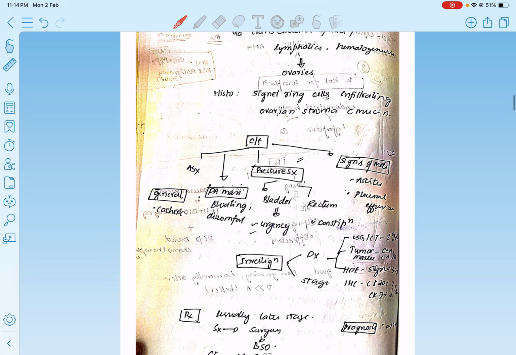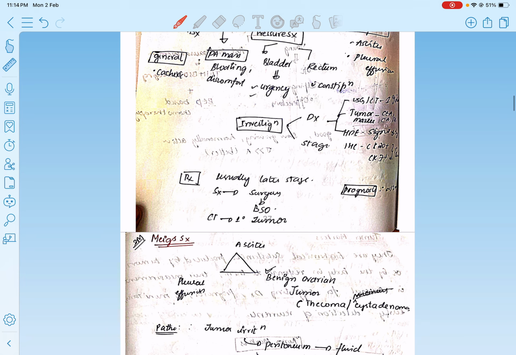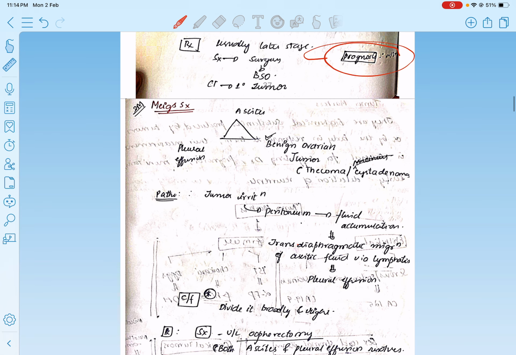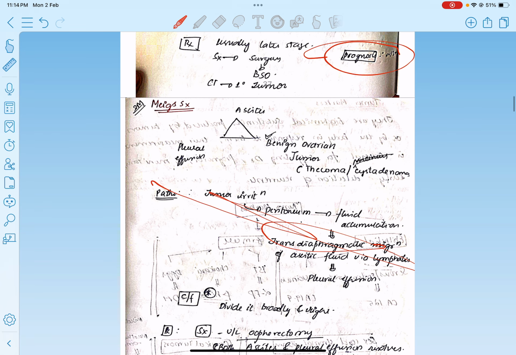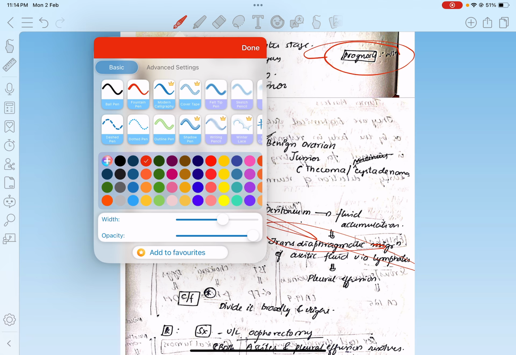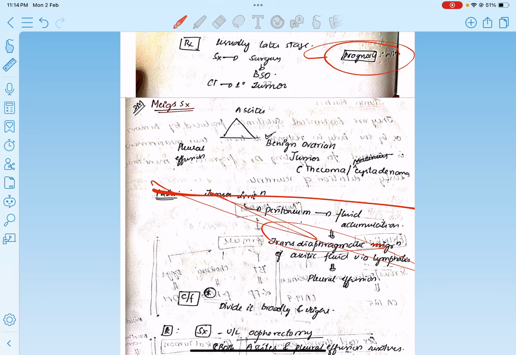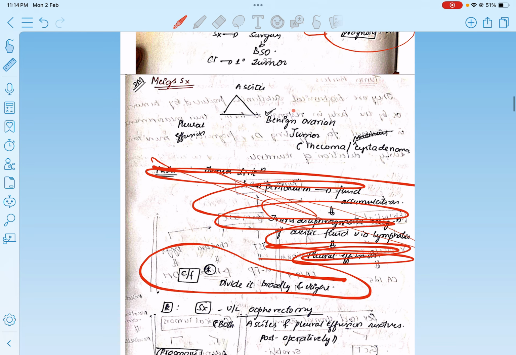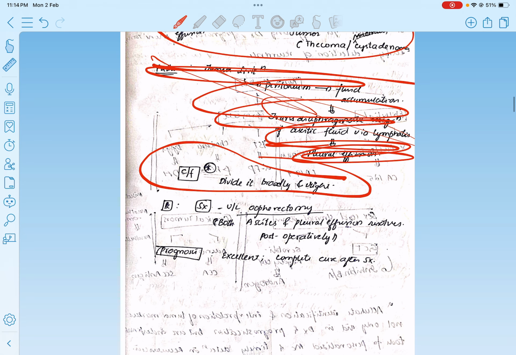In Krukenberg's tumor, make sure you write about the prognosis in this part. And Meigs syndrome, what is the important thing? Don't write about all this pathogenesis. The pathogenesis is an independent 3 mark question, right? So you need not mention it. Make sure you write about the clinical feature. What is the triad? That in itself is a 3 mark question.